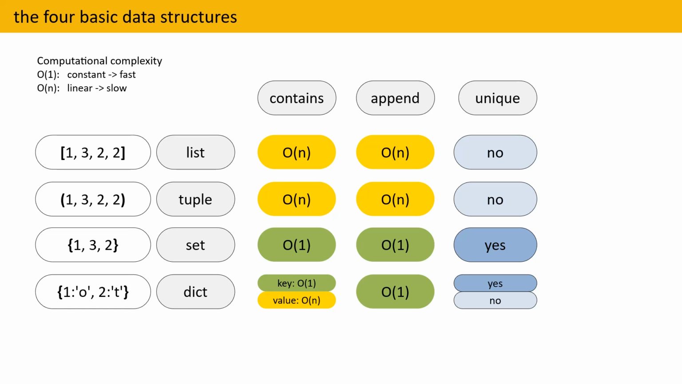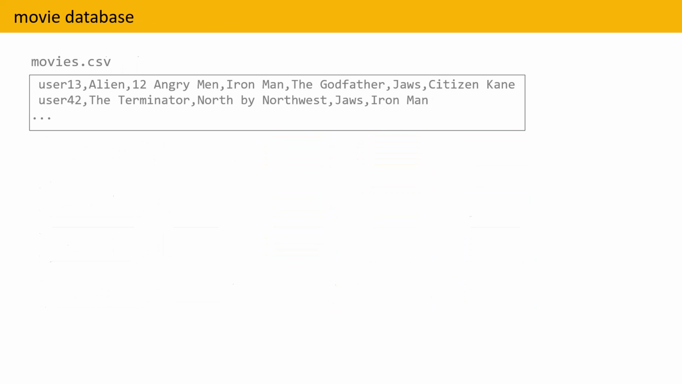Let's solve an example problem to see the differences between data structures and the resulting implementations in practice. Assume we have a movie database stored in a CSV file. Each row contains a user ID and then the names of the movies that the user likes. For instance, user 13 likes Alien, 12 Angry Men, and so on.